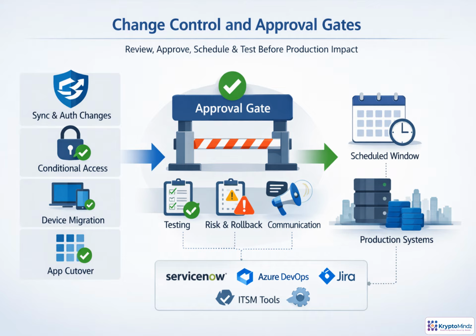Then schedule the change for a maintenance window or low-impact period, implement it, validate it, and close it. Tools like ServiceNow, Azure DevOps, or Jira provide the audit trail so everyone can see readiness, ownership, decisions, and status before production is affected.